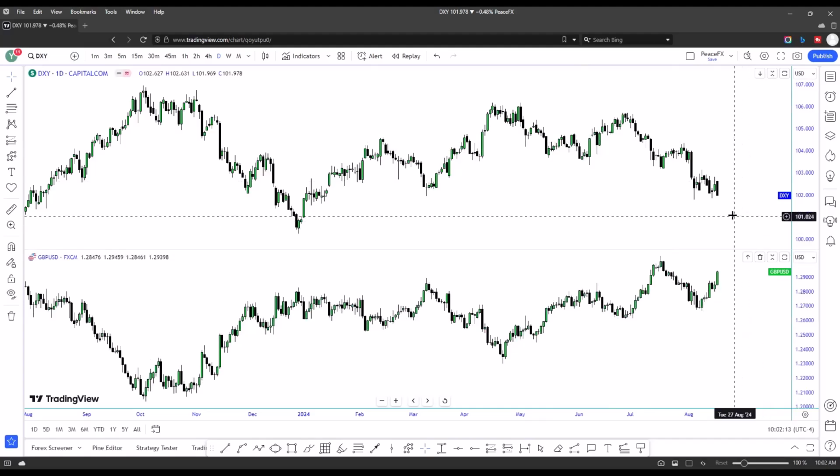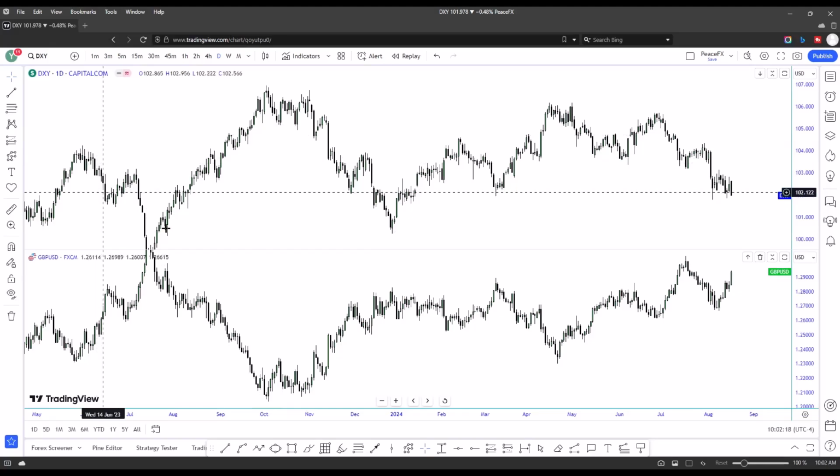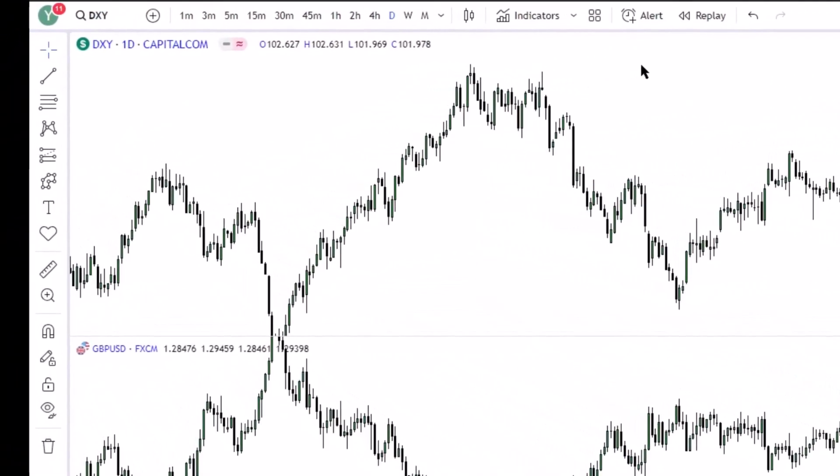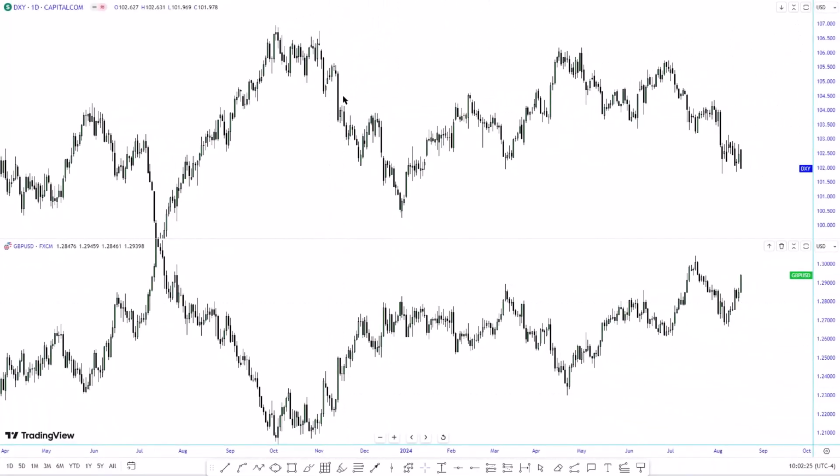Now, this is the DXY, the top chart, and the bottom chart is GBP USD. You understand that these two are inversely correlated. In other words, if the DXY is bearish, GBP USD should be bullish, and vice versa. Now, I want you to look closely between this particular swing high and this high on the DXY, and this particular low and this low on the GBP USD.